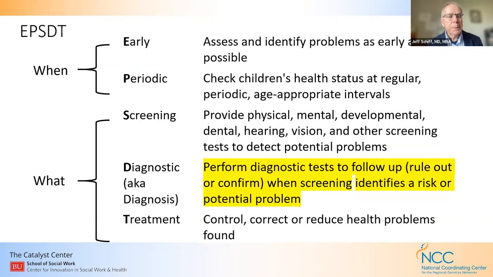Next slide. I bring this back around because I want to remind folks of what we talked about earlier, that EPSDT says that what's covered in Medicaid are tests to follow up, rule out, or confirm when screening identifies a risk or a potential problem. So I think we have this conflict: if it's not approved in the first line, this gives us a window to approve something, or ask for something to be approved, downstream.